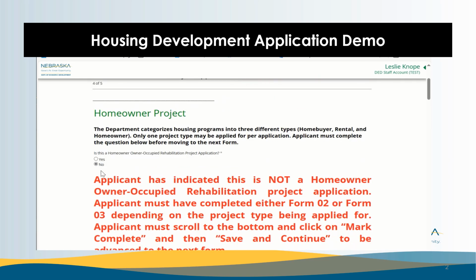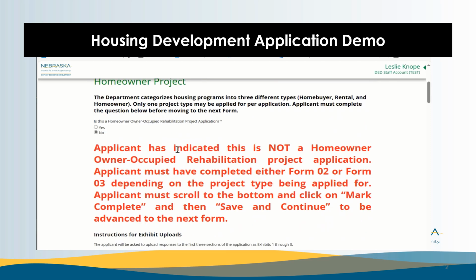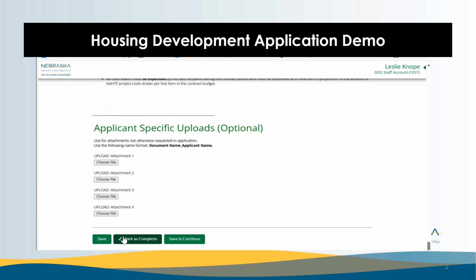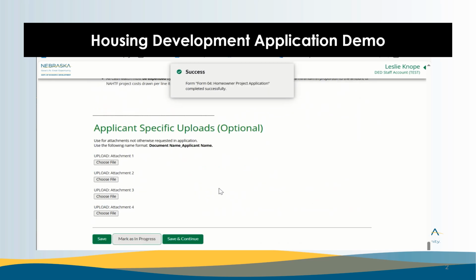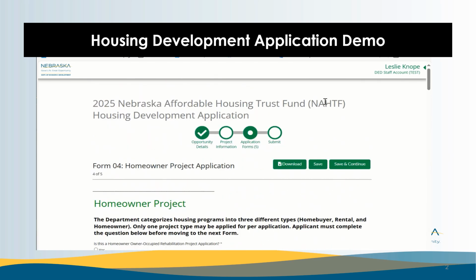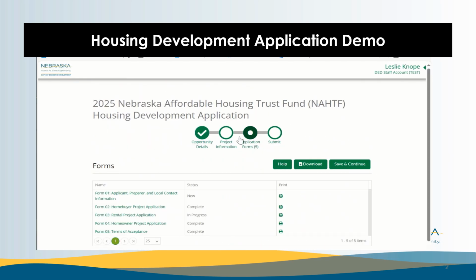Again, the default is no, but you must then go all the way down, follow the instructions, saying go all the way down to the bottom and click mark as complete. So it is very important that you know you will still enter all of the forms, but you are going to make sure that no is selected on the ones that you are not applying for, and yes is selected for the ones you are. Once the status says complete on all the forms, it will allow you to submit.